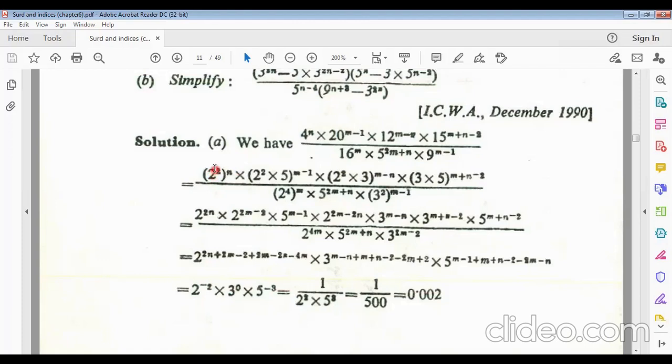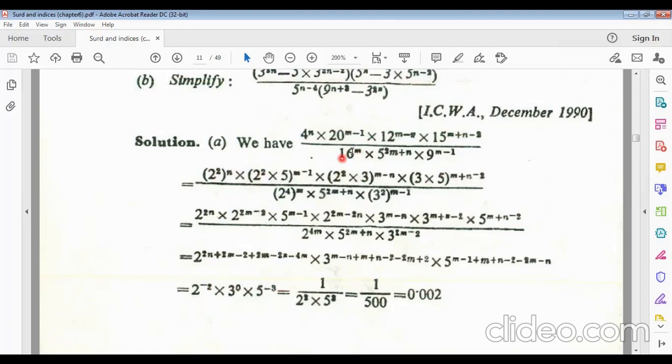Now this 4 can be written as 2 square, okay? 2 square to the power n. And this 20 can be written as 4 into 5, and 4 means 2 square into 5. Now this 12 can be written as 4 into 3, and 4 means 2 square. We have to divide, in a short form, 2 square into 3. Now this 15 can be written as 3 into 5. Power will be the same.